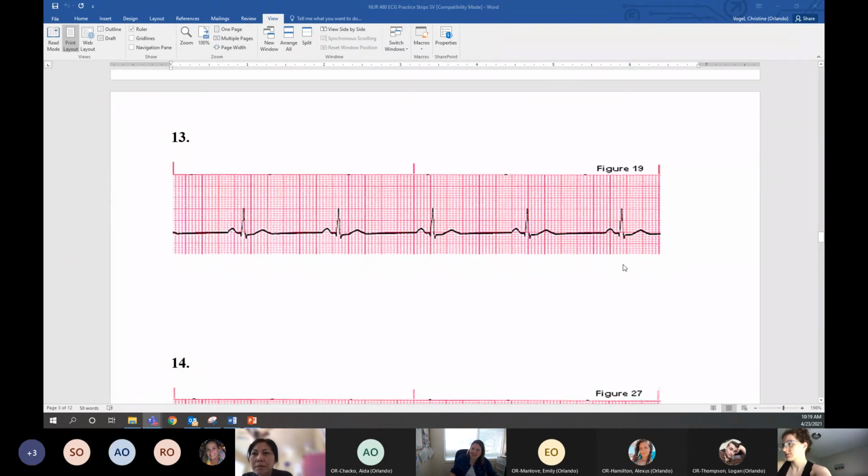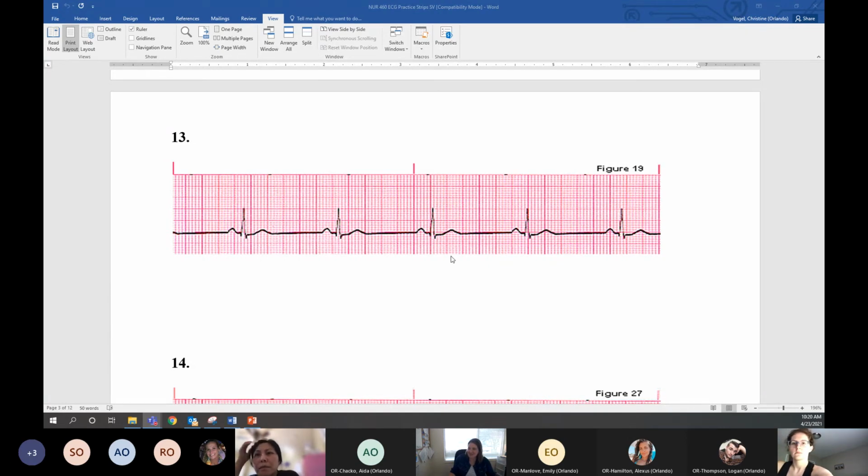This looks pretty nice. I think we can interpret that. What are you guys seeing? Sinus bradycardia. Okay, why do you think it's sinus bradycardia? Because you're right. I see a P wave before the QRS. Yes, good. So it meets that criteria. Why else is this sinus bradycardia? The rate is 50. Okay, good.